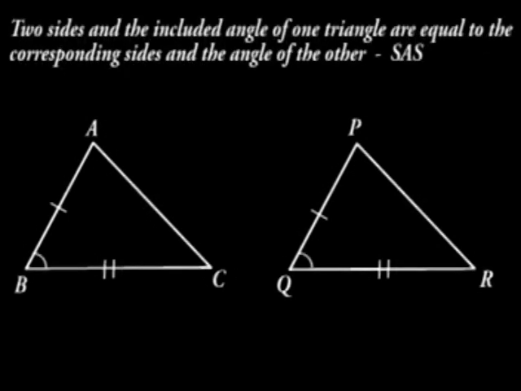Two sides and the included angle of one triangle are equal to the corresponding sides and the angle of the other, abbreviated SAS, as shown below.